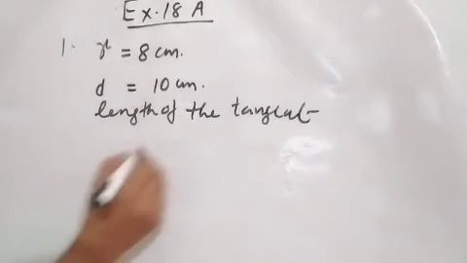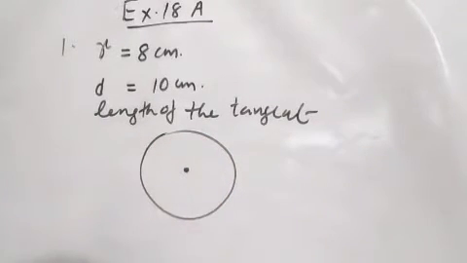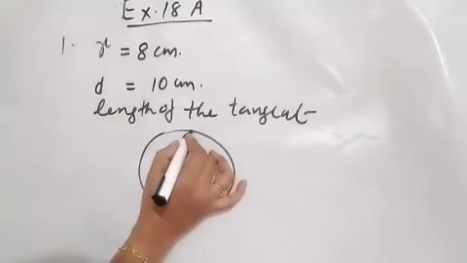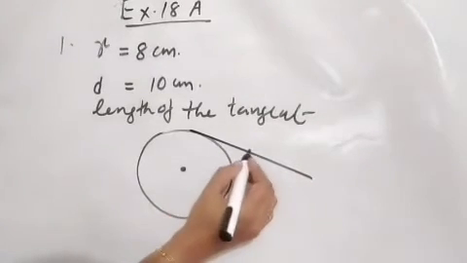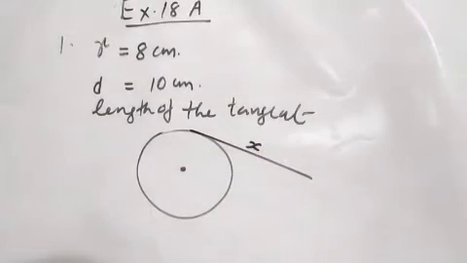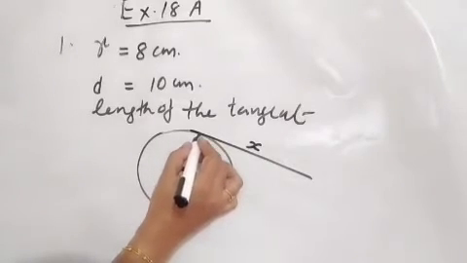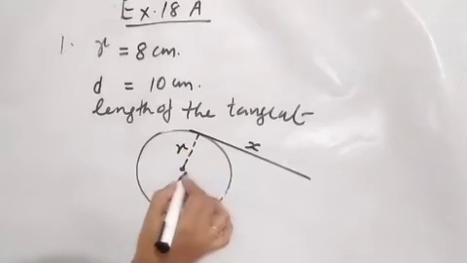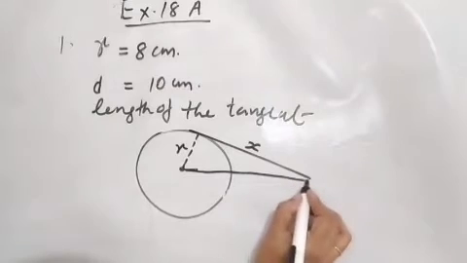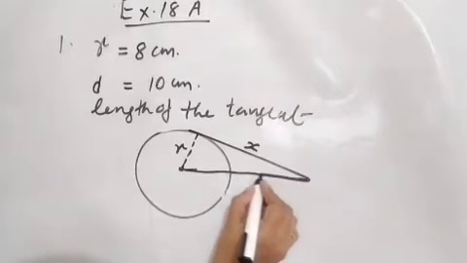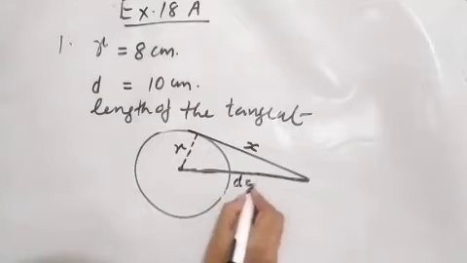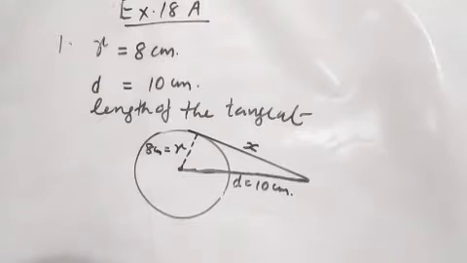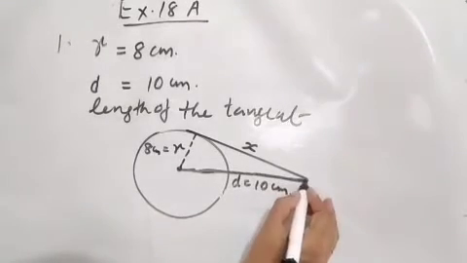Let us do this problem. Let us draw a rough diagram. Here is a circle of radius R centimeter, and let us draw a tangent. This is the tangent. We don't know the length of the tangent. Let it be x centimeter, and let us complete this radius and the distance from the center to this point from which the tangent is drawn to the circle. This distance is given 10 centimeter. Radius is 8 centimeter. And how can we find the length of the tangent?